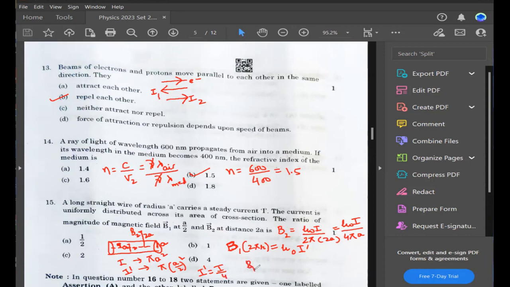Now B1 into 2 pi, what is r over here? A by 2, equals mu naught I dash, which is I by 4. So B1 is also equal to mu naught I upon 4 pi A. So what is the ratio of B1 to B2? It is mu naught I upon 4 pi A divided by mu naught I upon 4 pi A. It is 1. So the correct option is 1.